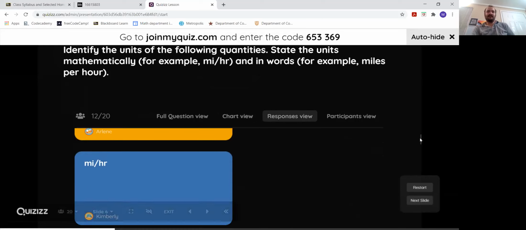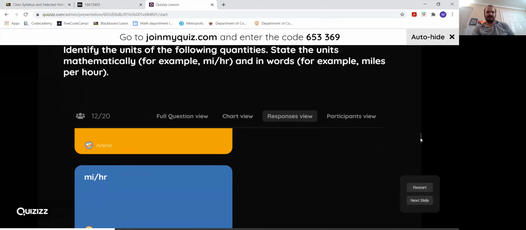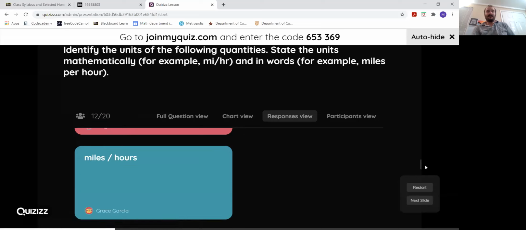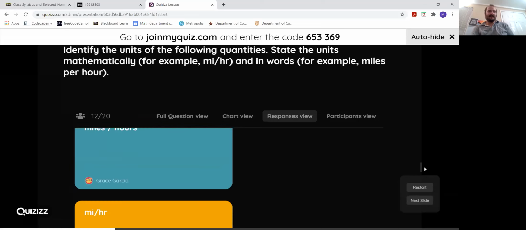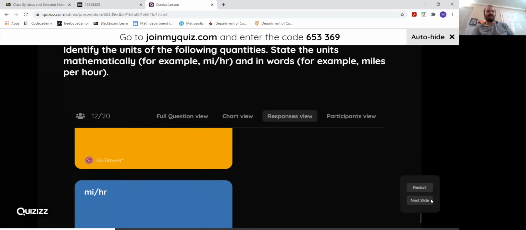Miles per hour. I don't know if it's counting it. It might count stuff wrong if you capitalize stuff. I don't capitalize stuff generally, so I don't know if it's counting it wrong, maybe for capitalization, but that might be a possibility. Miles per hour is going to probably count stuff wrong for spacing. I didn't put any spacing in this one. It's miles divided by hours.